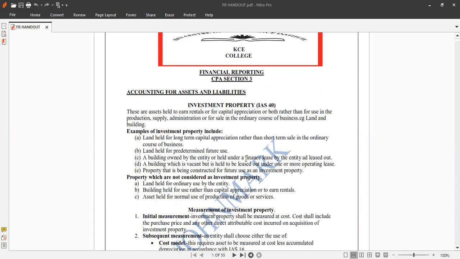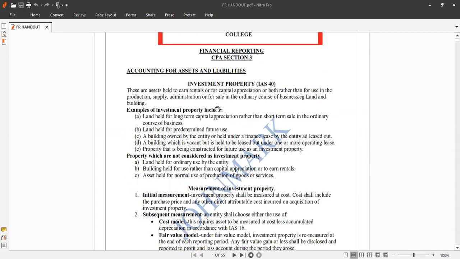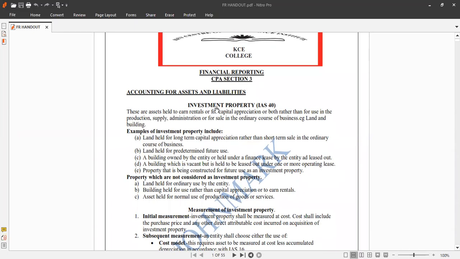So we are looking at accounting for assets and liability, and this is financial reporting. And these are one of the vital topics that carries between 25 to 30 marks or 35 marks in your exams. And I want us to start with investment property, that's under IAS 40.